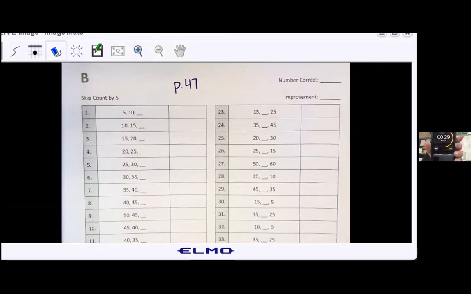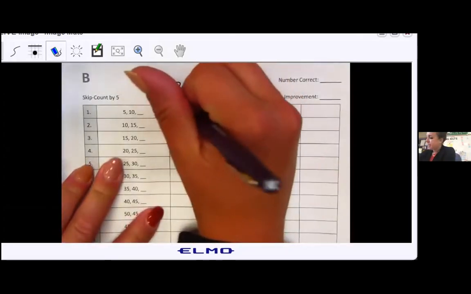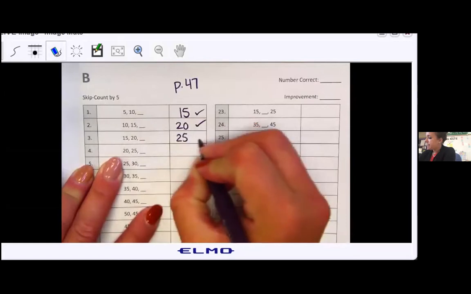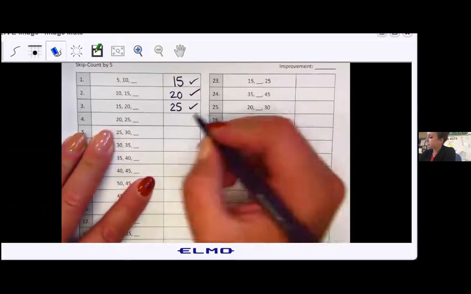Thirty seconds remaining. Time is up. Let's go over the answers. 15, yes. 20, yes. 25, yes. Keep going with those yeses while I read.